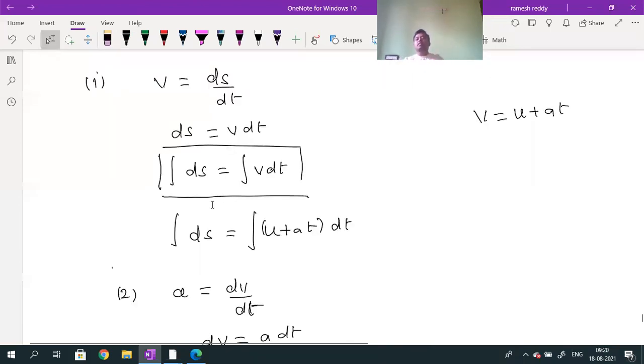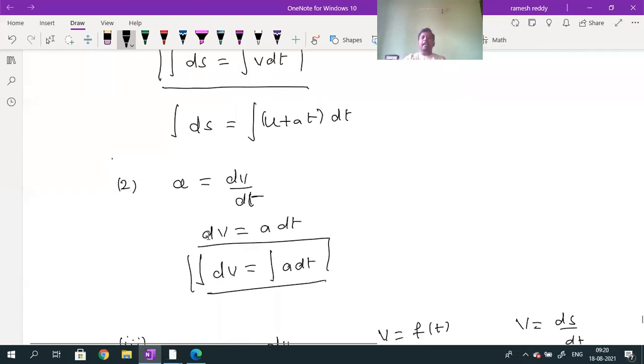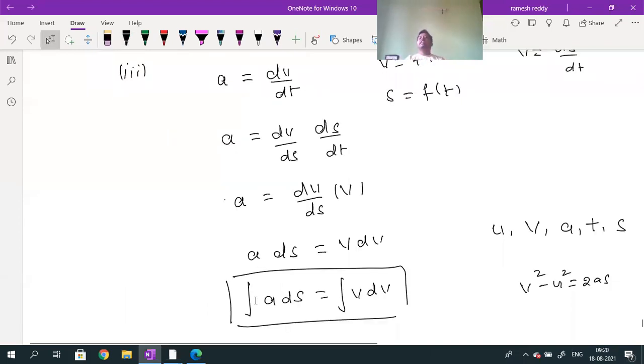These three equations: this is the first equation for non-uniformly accelerated motion. I will give you one example. This is the second equation for non-uniformly accelerated motion, and this is the third equation for non-uniformly accelerated motion.